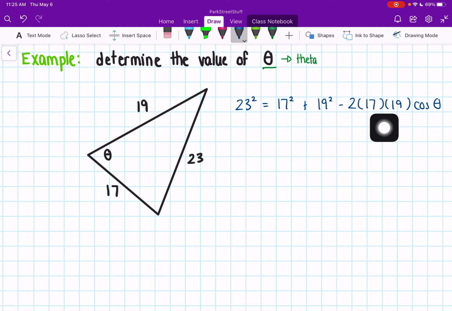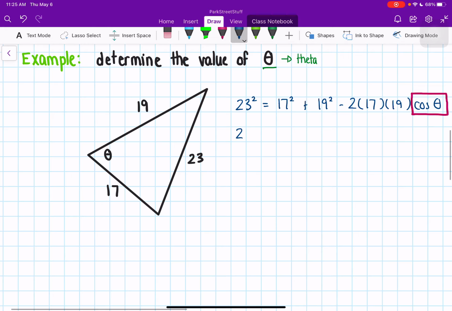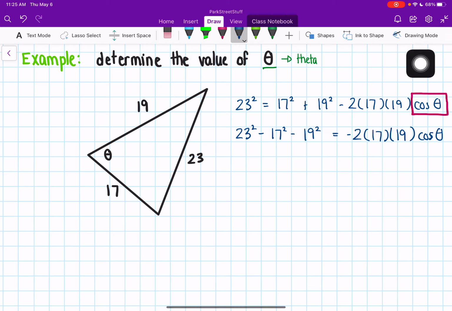Now we want cos theta by itself. So let's put a little box around this. This is what we want to have by itself. So we're going to have to start getting rid of whatever is in its way. So notice I'm not working these values out in my calculator yet because I don't need to. I'm going to save my calculator work for right at the end. So we have subtracted. Remember, the 17 squared and 19 squared were being added, so we had to subtract them.